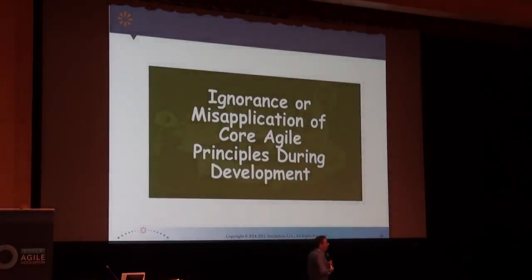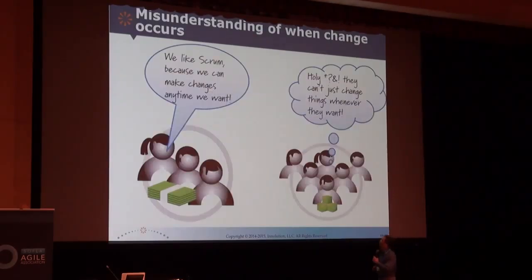Let's see how this plays out. That was all just to set up the concept of the economic framework. Let's apply it now. So I said the first issue that I see when I visit companies is this ignorance or misapplication of core Agile principles. Meaning they either don't know about the principles or they think they do and they simply misapply them.